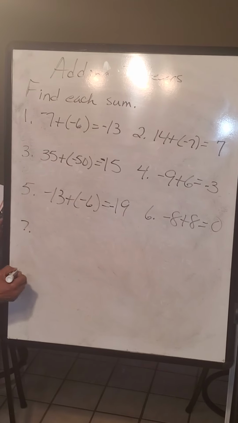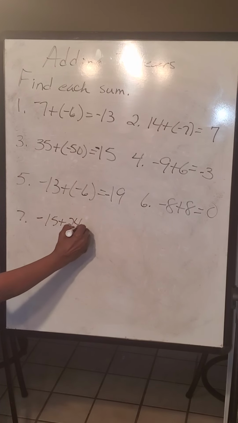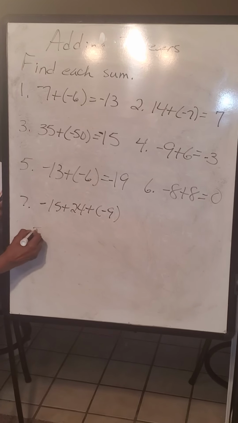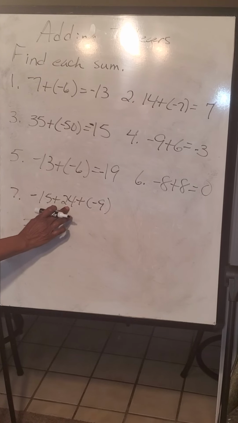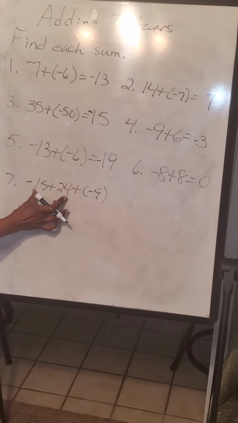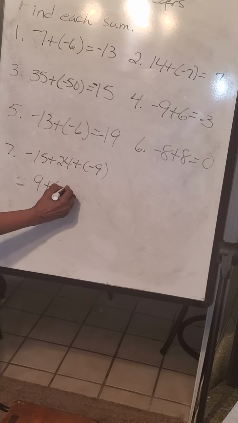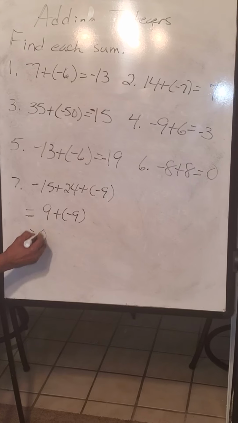Example 7, if I had a negative 15 plus 24 plus a negative 9. Remember, let's combine two numbers at a time. If I had a negative 15 plus 24, these have unlike signs, subtract, I get a positive 9. Now I have 9 plus a negative 9. Remember, any number plus its opposite would give you 0.